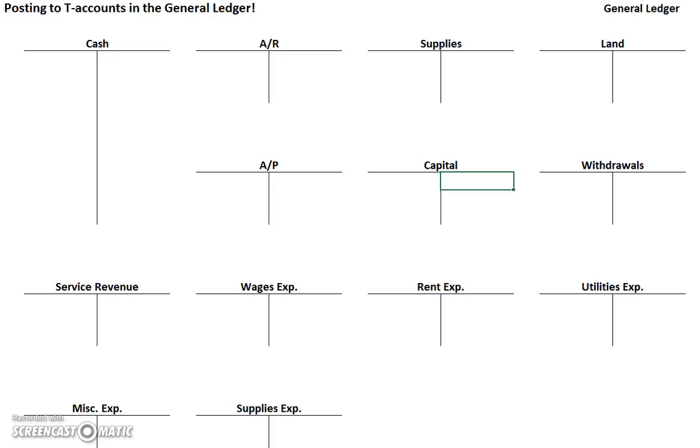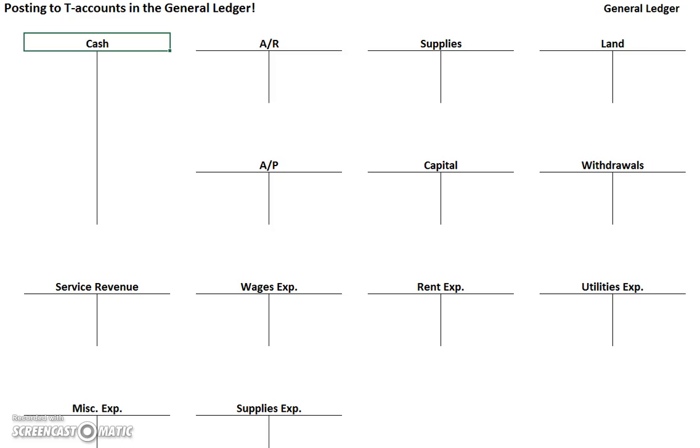Now that we have all of those journal entries recorded in our general journal, we have our transactions recorded, but we need to summarize those transactions, or group all of the transactions related to cash together, so that we can see what balance we have in our cash account. All right, using the same transactions we've been working with on the previous videos, I'm going to describe now how to do posting to the T accounts, which are in the general ledger.